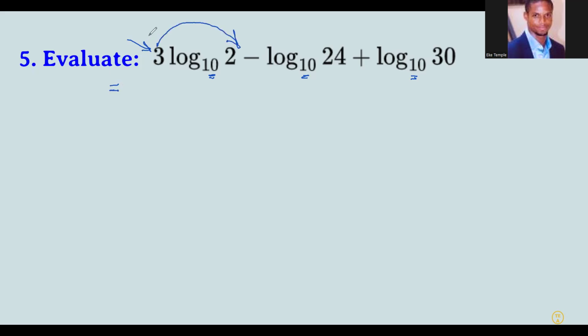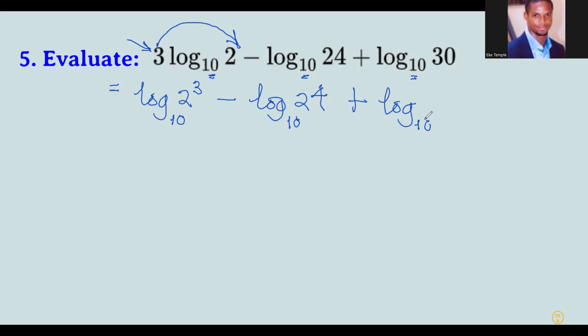The back of the log can be evacuated. Simply, the number at the back is set up as a power on the argument of the logarithm. So we have log base 10 of 2 to the power 3, minus log base 10 of 24, plus log base 10 of 30. Beautiful. So combination is ready now because the backs of the logs are now free. But you can take a moment to write the exact value of 2 to the power 3 before the combination. There's no need to rush it.